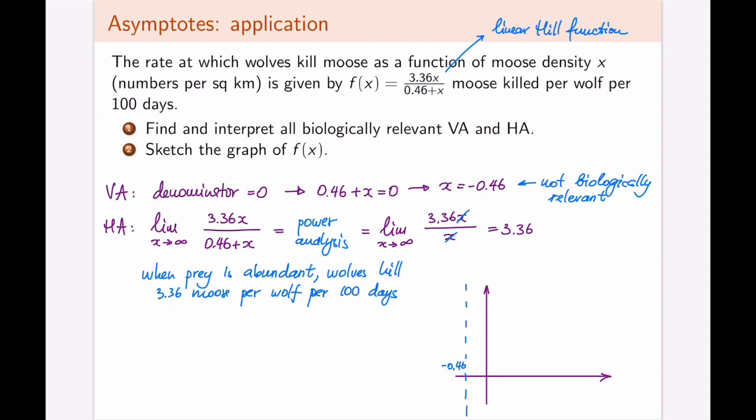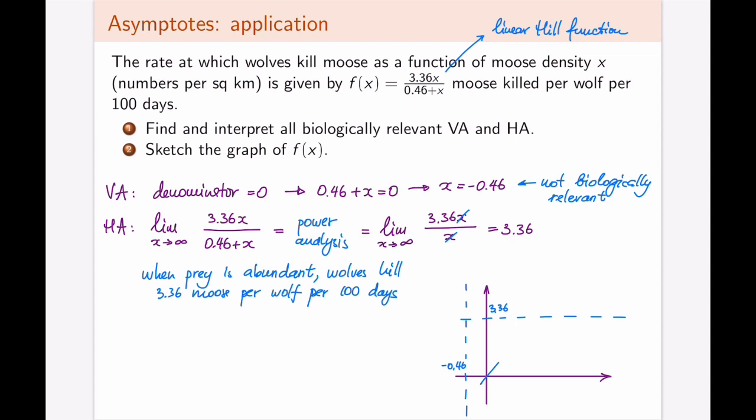Okay, so now I can actually draw this as the asymptote. 3.36 is my horizontal asymptote right here. And again, knowing that this is a linear hill function, I can also reason out that near the origin, the behavior is going to be 3.36 over x divided by 0.46. So it's going to be linear near the origin. And I can actually draw this function like this. Actually, maybe let me indicate the linear behavior near the origin a little bit stronger. That's my linear behavior near the origin.